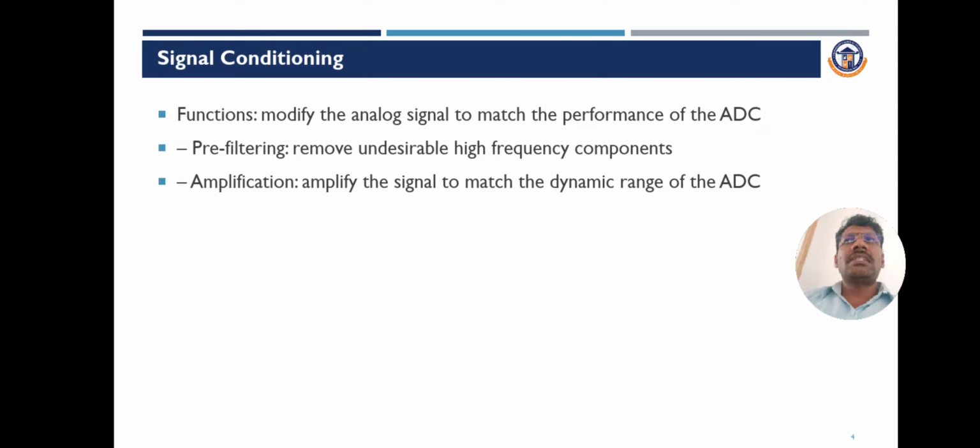Pre-filtering removes unwanted signals. Noise is also a signal, so in order to remove that noise, pre-filtering is required. It removes the undesirable high frequency components using a low pass filter. Amplification then amplifies the signal to match the dynamic range of the ADC.